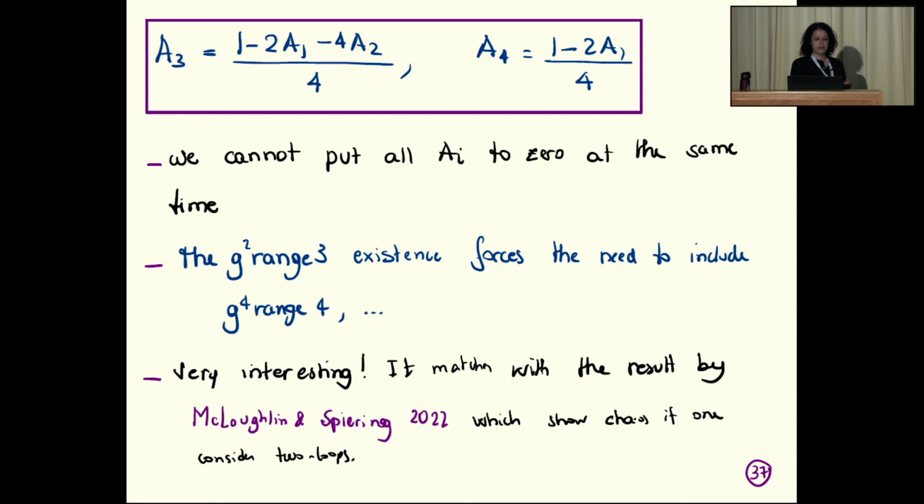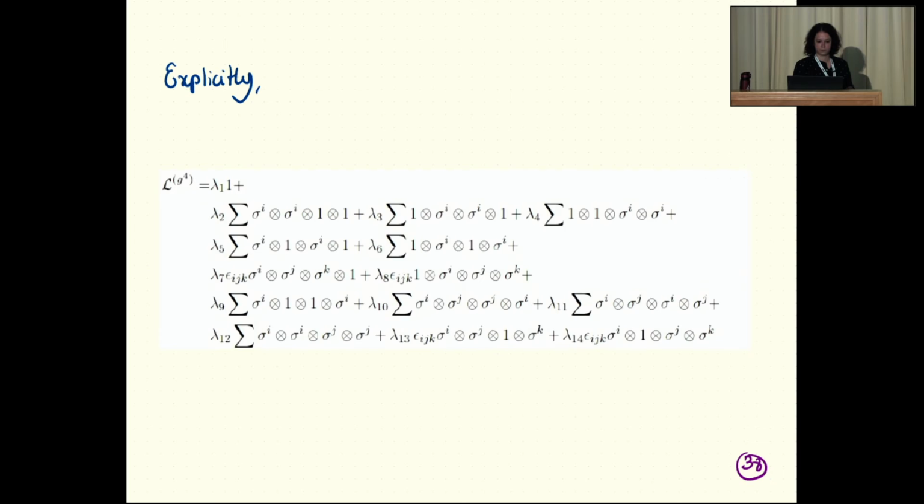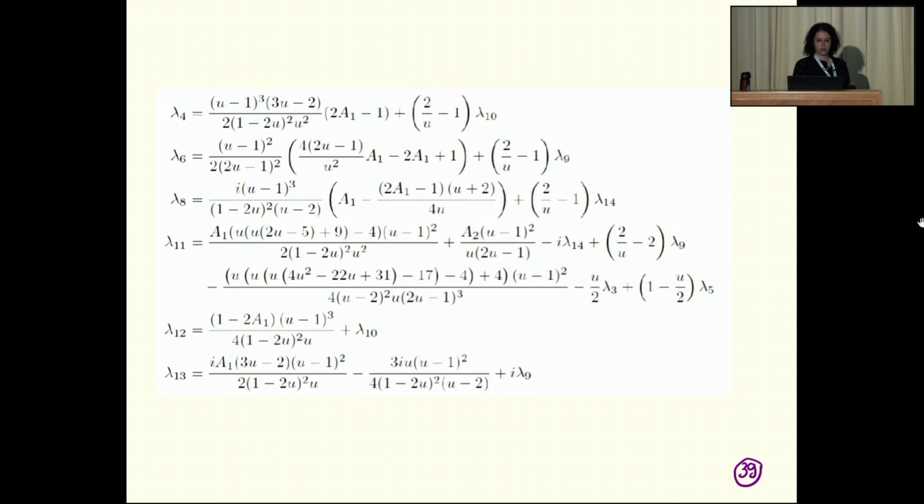And this kind of matches with the result by Anna and Tristan, where they took up to 2 loops and they studied the model and they found chaos for this model. So it shows that the truncated model is not integrable. So we found explicitly the Lax, and we found the R matrix, but there is no chance I can put it here. It's really, really huge.